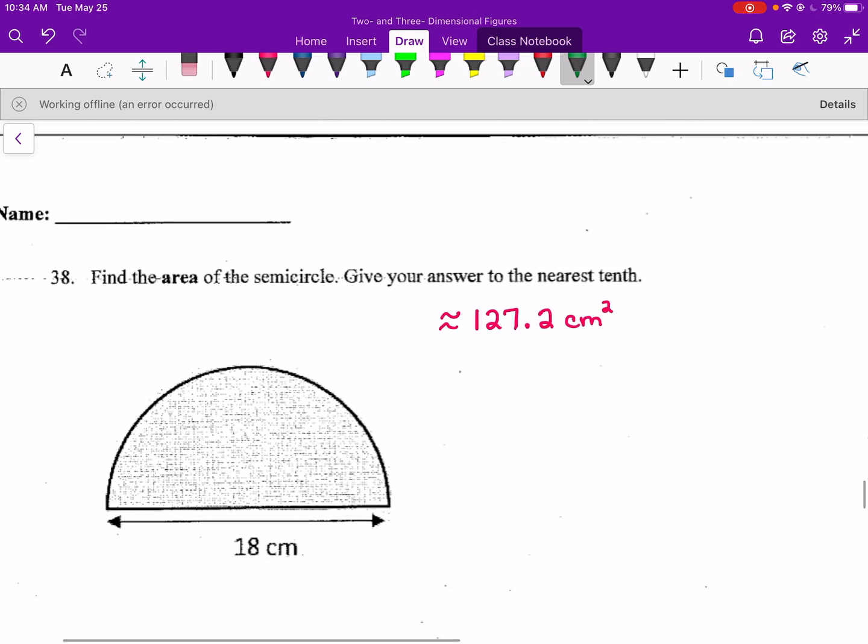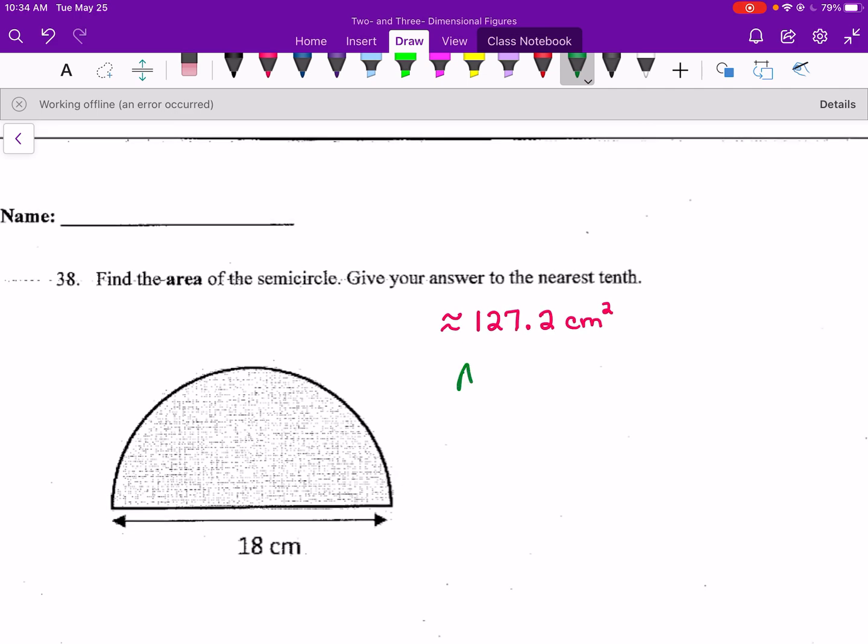Number 38 is a semicircle. If you look at it, that's half a circle. So what I would do is first find the area of a circle formula. That would be pi r squared. Since the diameter is 18, the radius is 9. So if we had the entire circle, we'd have 81 pi. For the semicircle, it is half of it. So type 81 times pi divided by 2, and you will have your decimal form of your answer.